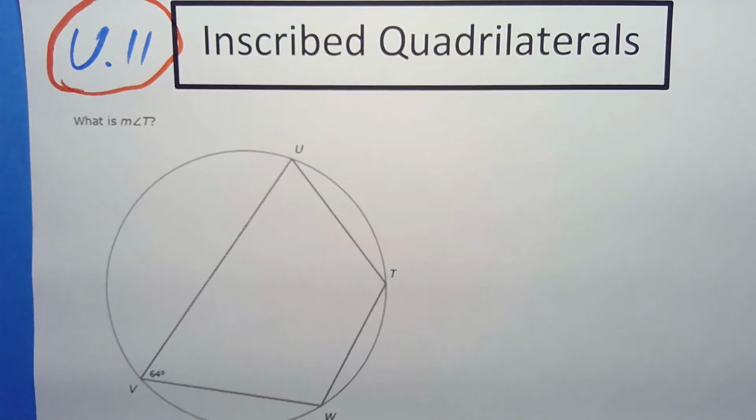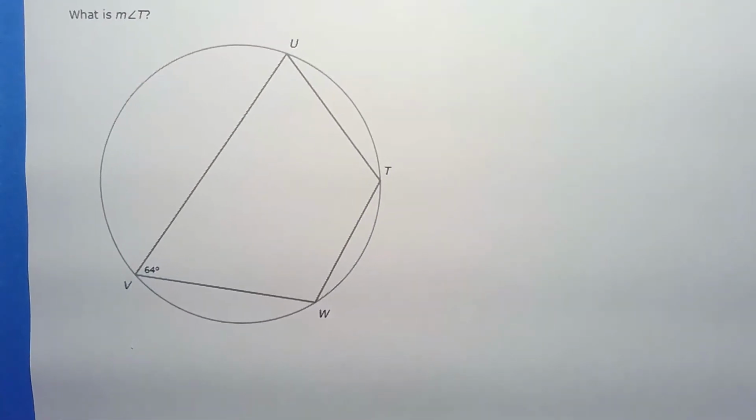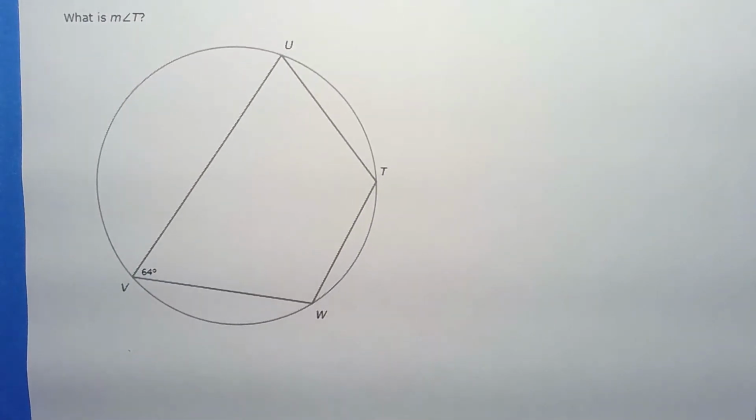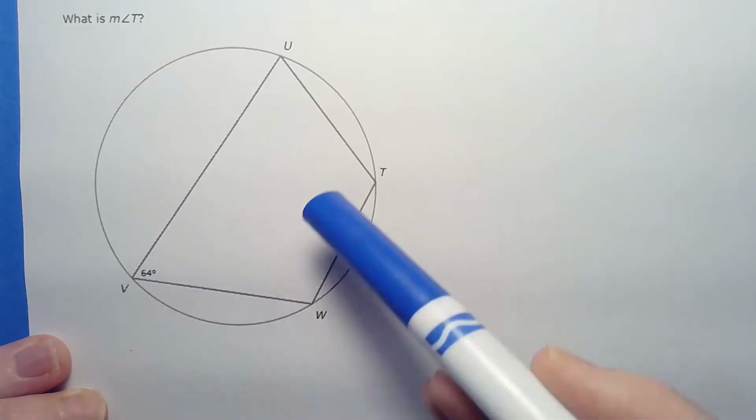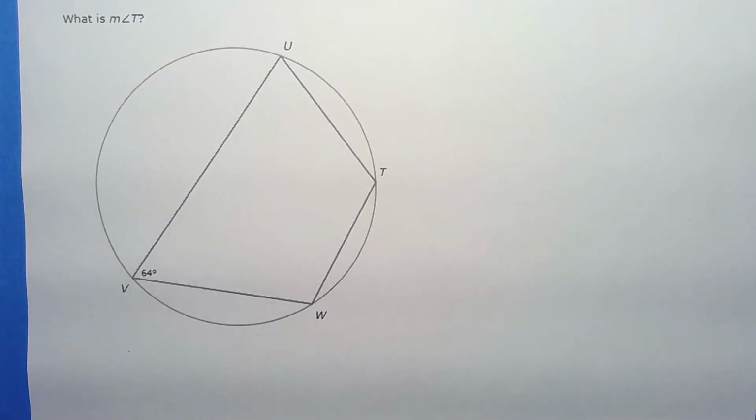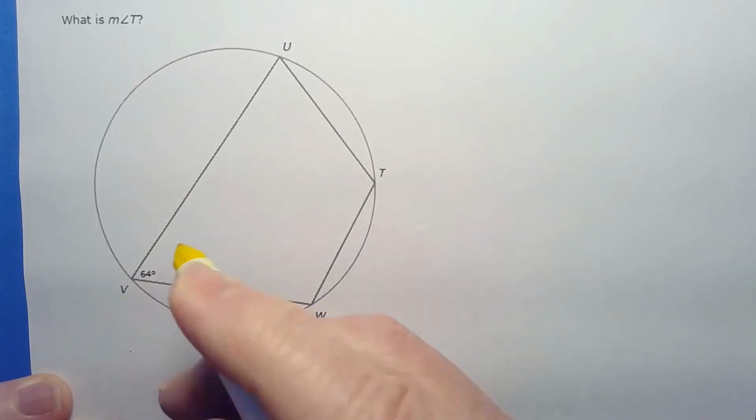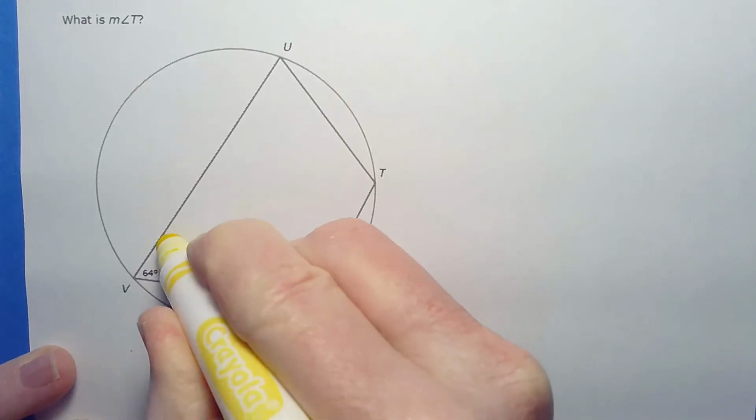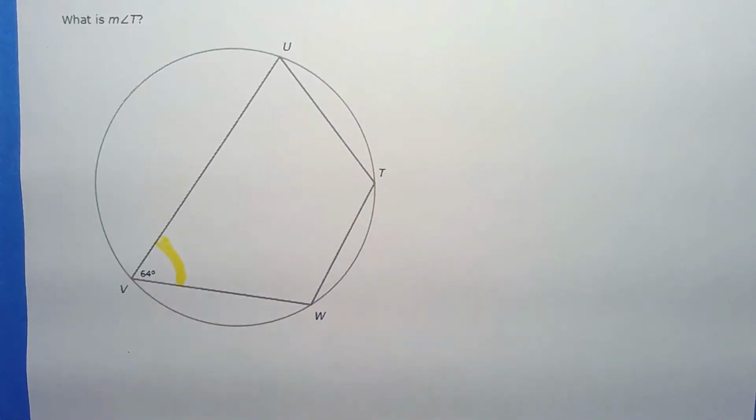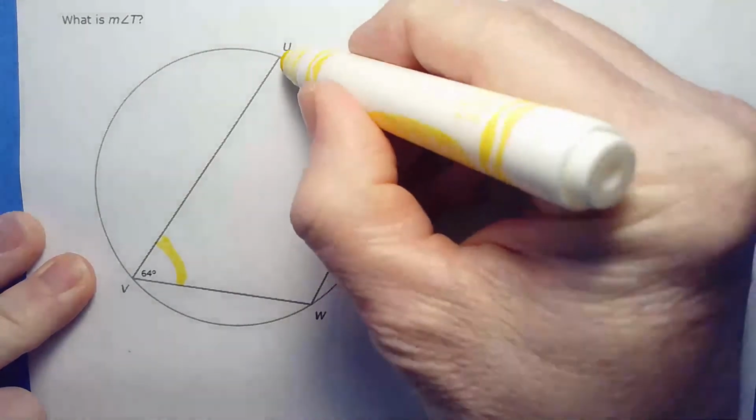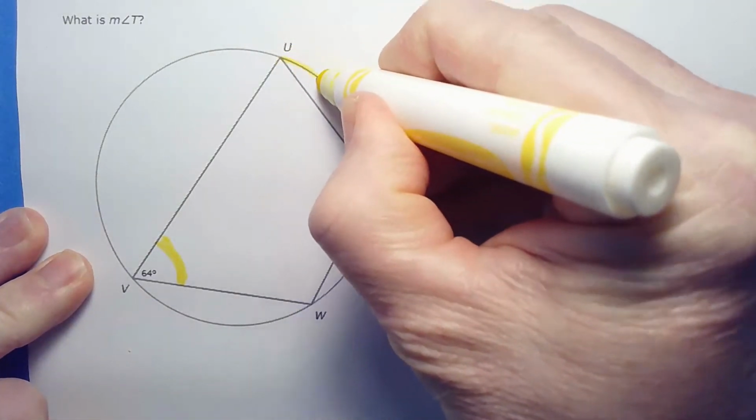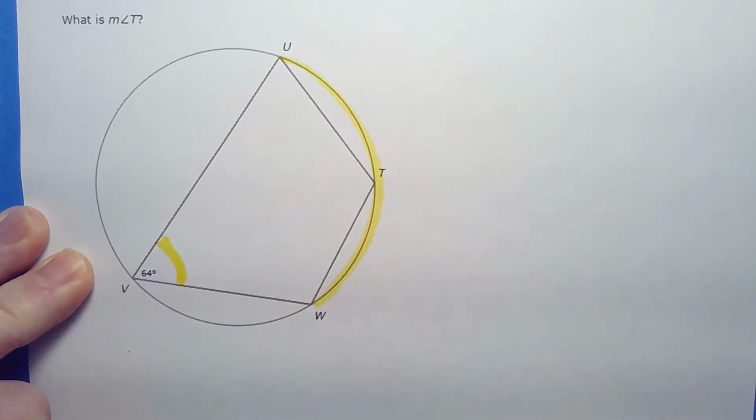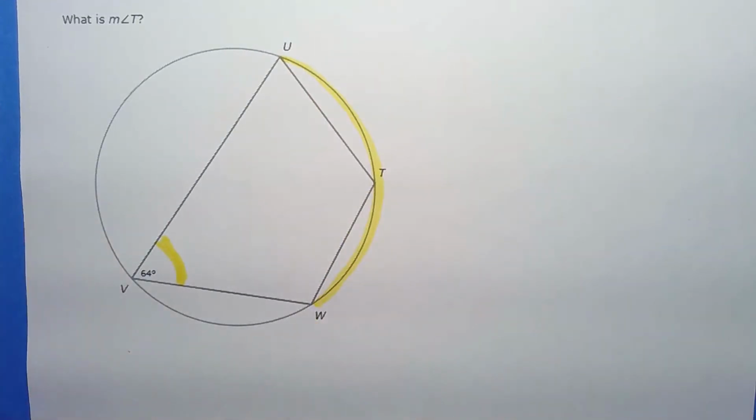But anyway, let's just get started on the first problem. So here's a typical problem you might run into where we have this quadrilateral and we've been told one of the angles. In particular, this angle right here, angle V, is 64 degrees. And if we remember from before, this angle is going to correspond to the arc length over here. In other words, from U to W.